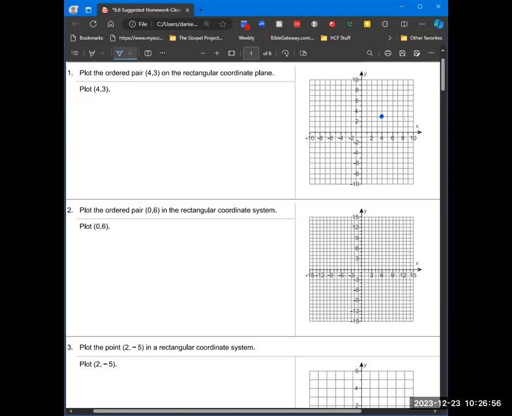The next point that they give us is going to be 0 for X, so it's going to be on the y-axis, and it's going to have a Y value of 6. So 0 for X, and then up to positive 6 for Y. And we're going to put a point right there at 0, 6.